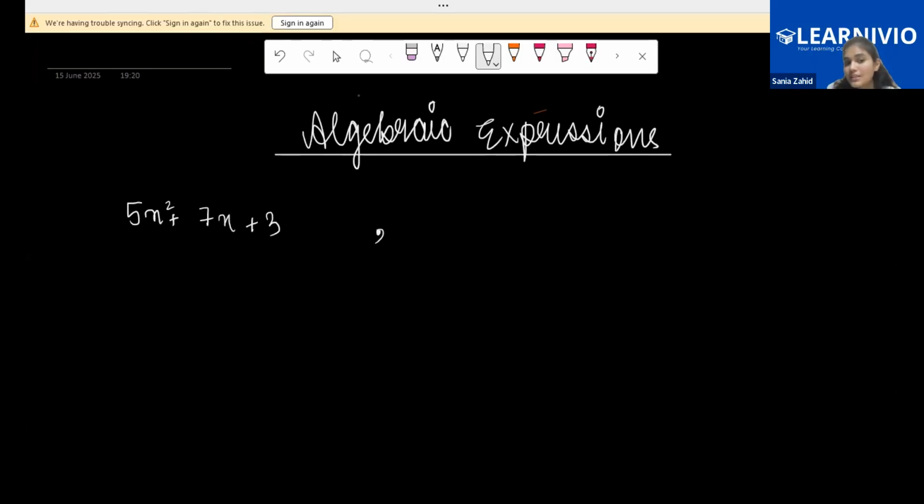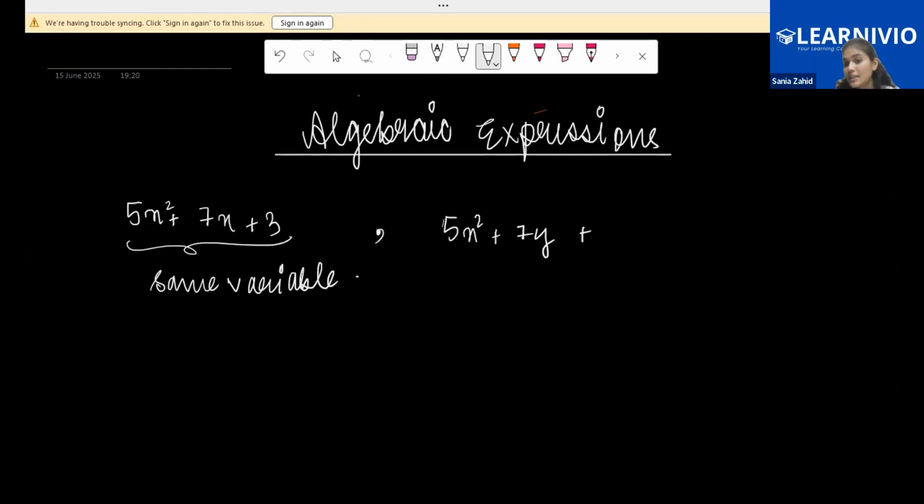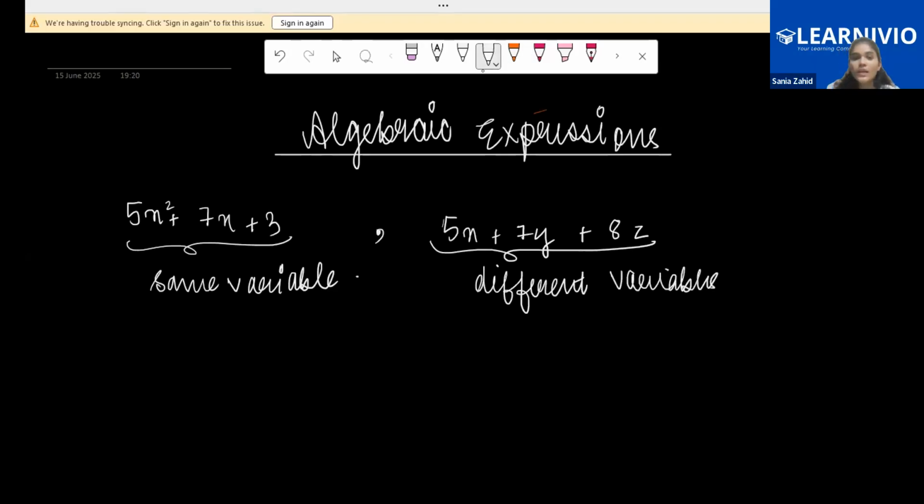Similarly, see, this is an algebraic expression having the same kind of variable. I have all the same variables, like x, here also it's x, here also it's x only. Then I can also have expressions with different variables, like 5x squared plus 7y plus 8z. This is a different variable, right? I have x, I have y, and I have z. So these are different variables.